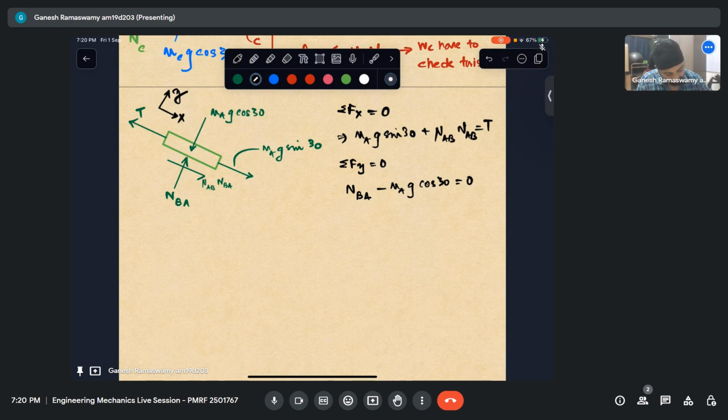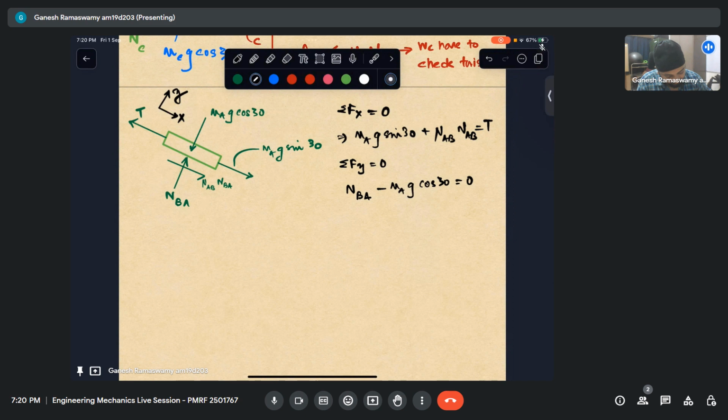Moment equilibrium will only tell us where this is acting from this distance. I have just arbitrarily put it. It will just tell me what that distance is. That is what moment equilibrium will do. Okay, from these two I have N_AB and T as the unknowns.